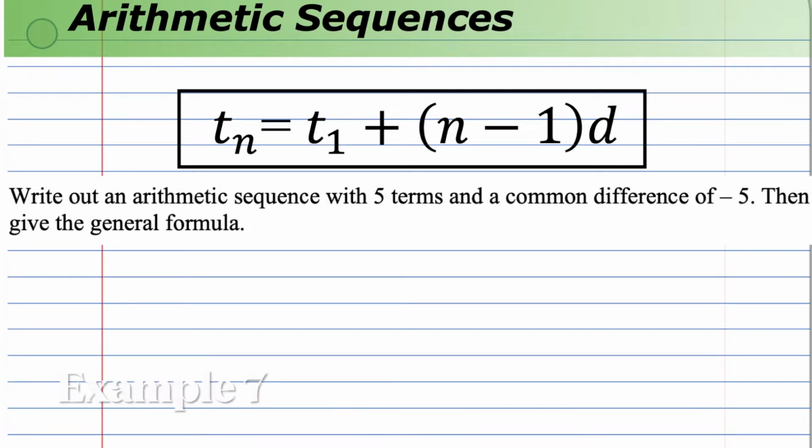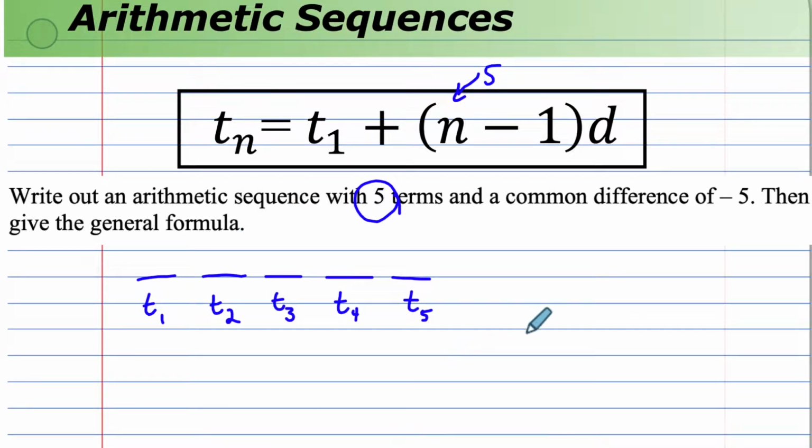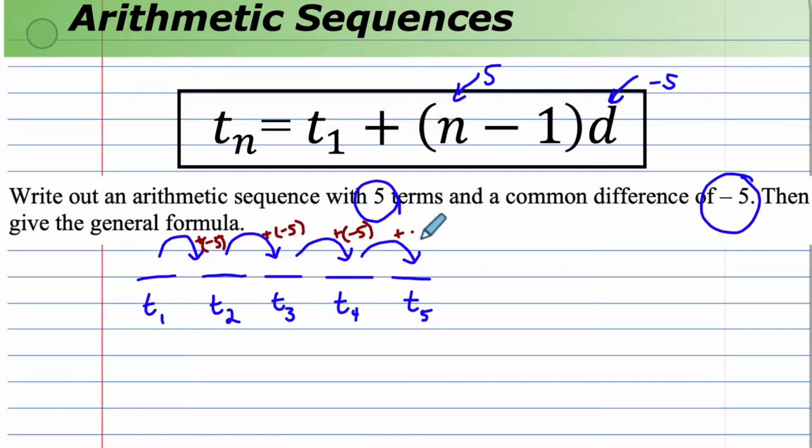Write out an arithmetic sequence with 5 terms and a common difference of -5. Then give the general formula. 5 terms, n is 5. The common difference right here is -5. We're adding -5, and adding -5 4 times to get to the 5th term.